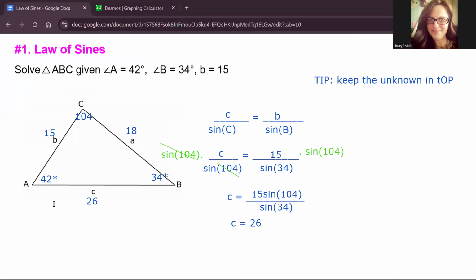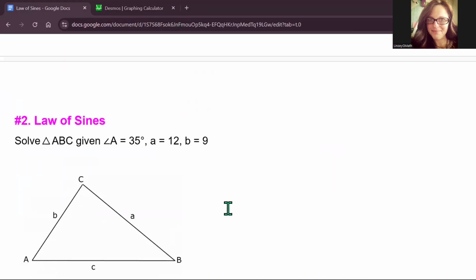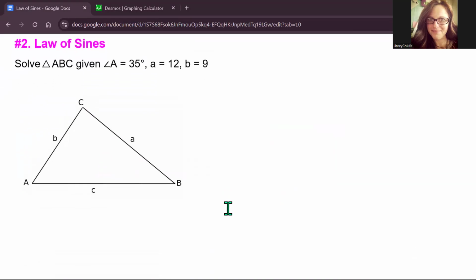Let's take a look at one more example. Number 2, solve the triangle. And we'll label our triangle. Angle A is 35 degrees. Side A is opposite the angle, so this will be side A, 12. And side B will be opposite angle B, so this will be 9.